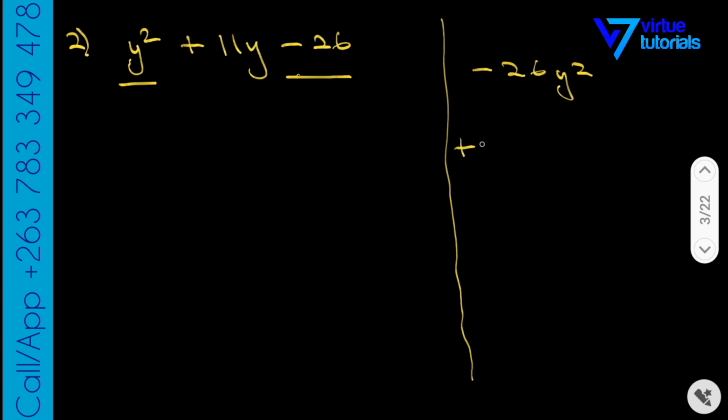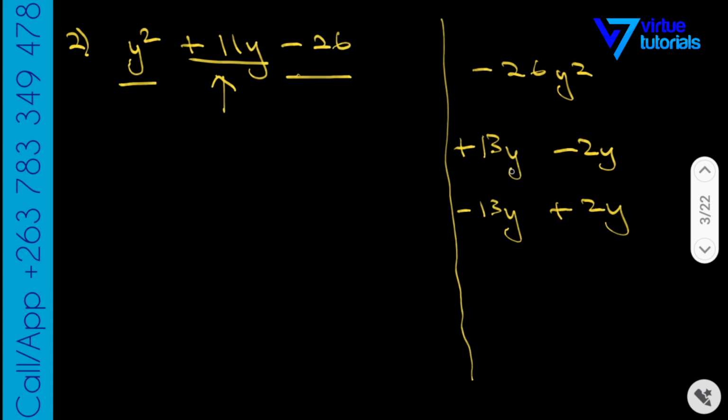So I can have a plus 13y and a minus 2y, or it can be the other way around. It can be minus 13y and a plus 2y, because plus minus gives you a minus. 13y times 2y will give you 26y squared. So that's what happens for those two factors. But then I look at my middle term, right? This plus 11y. I look for the pair of factors that gives me a plus 11y if I add them. So 13y minus 2y gives me a plus 11y. So I take this pair of factors.